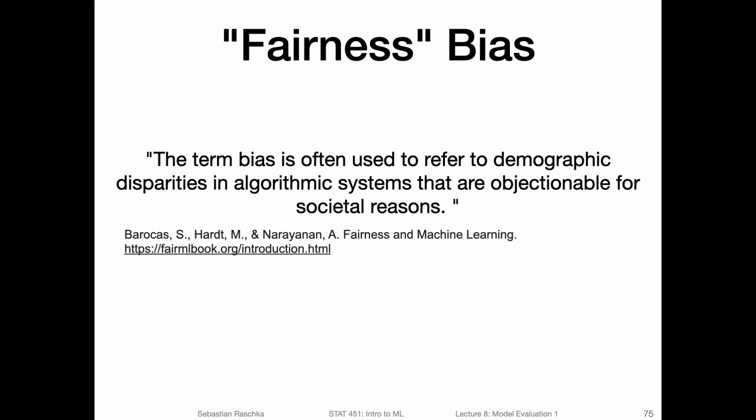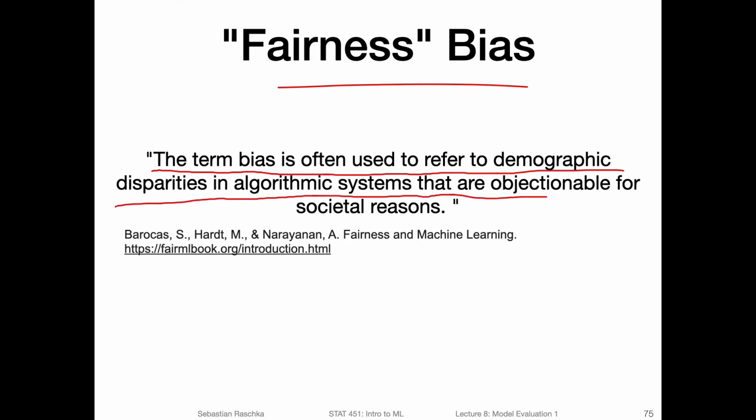Another very important type of bias that we encounter in practice in machine learning is the so-called fairness bias. Here, this is a quote from a book. It's saying the term bias is often used to refer to demographic disparities in algorithmic systems that are objectionable for societal reasons. This means that certain types of demographics are treated unfairly by machine learning models. And what's the reason for that? There can be multiple reasons. Sometimes it's due to the dataset, an imbalanced dataset, but there are also other reasons.